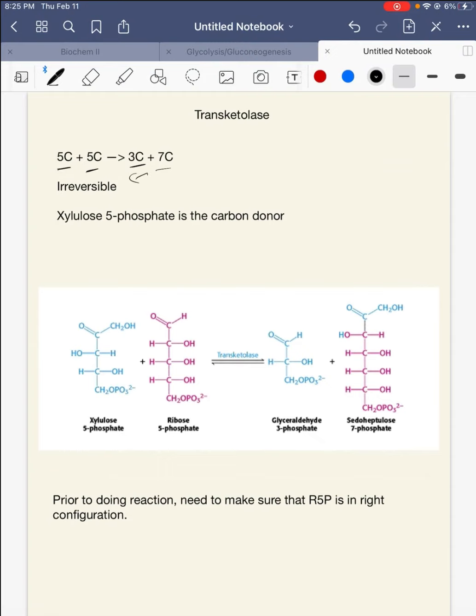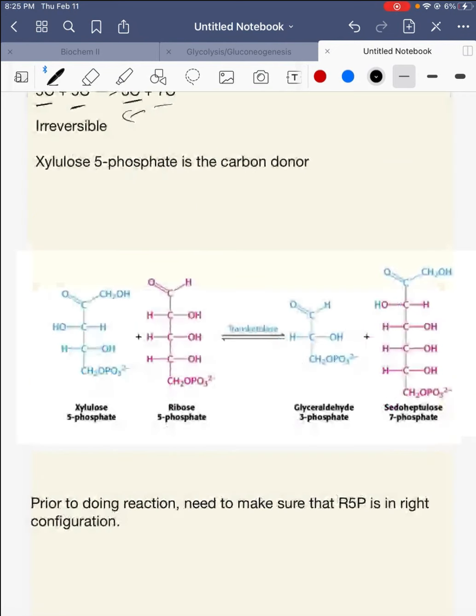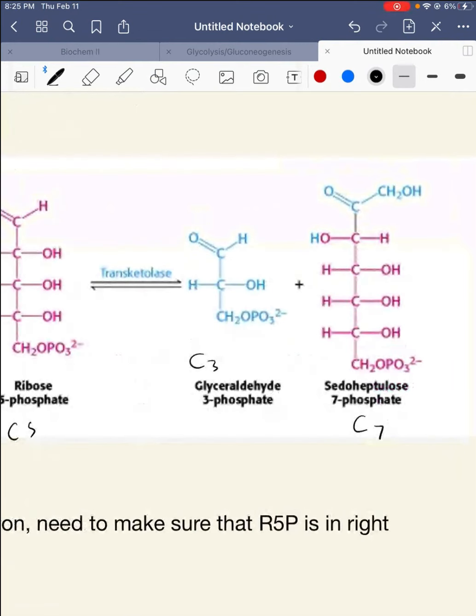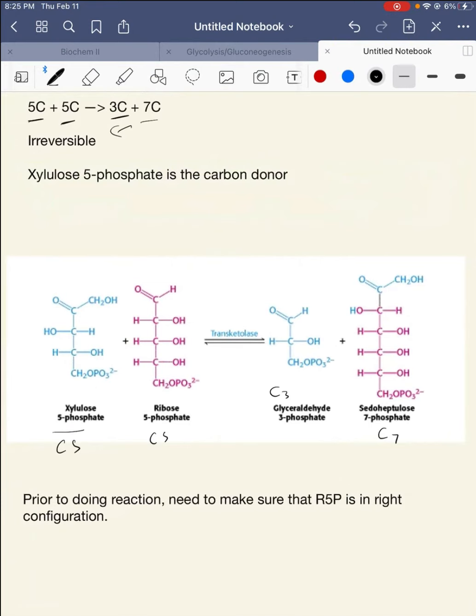It's an irreversible reaction, the non-oxidative phase. So as soon as we run this reaction, we're committed to running the non-oxidative phase. So our xylulose 5-phosphate is the C5, the carbon donor. Ribose would be your carbon acceptor. We make a C3 and a C7. Our C3 is glyceraldehyde 3-phosphate, and our C7 is sedoheptulose 7-phosphate, which is really hard to pronounce. Like I said, you don't need to know the structures for this. Just know that you're making a C3 and a C7 for the non-oxidative phase.